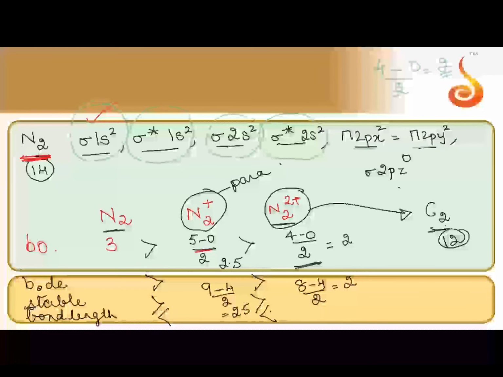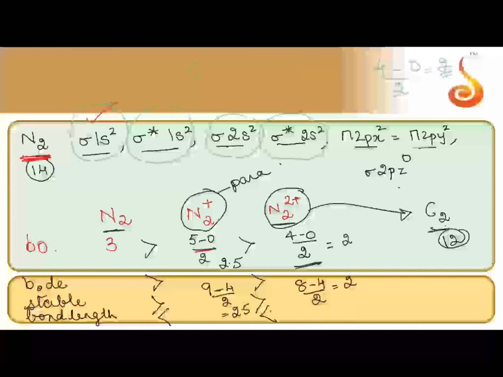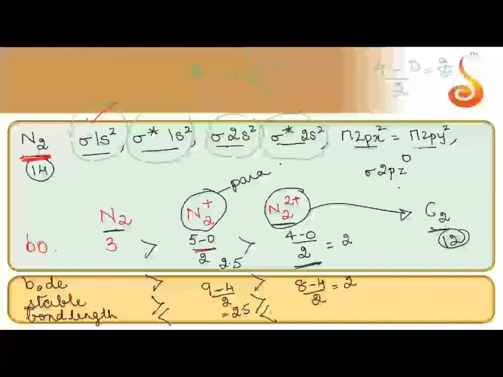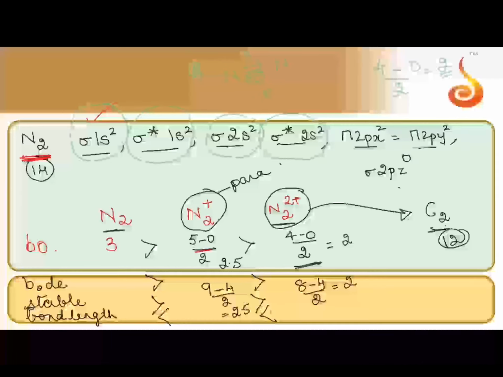Now, normally when you're writing any molecule, say for example nitrogen, one of these bonds is sigma and these two bonds are pi. Correct? When you're writing any compound, normally in organic chemistry also we do this.